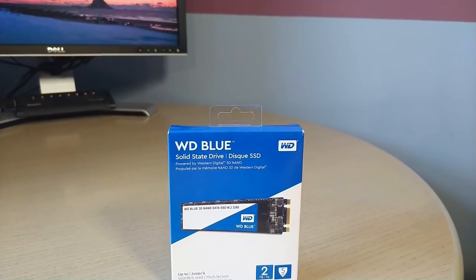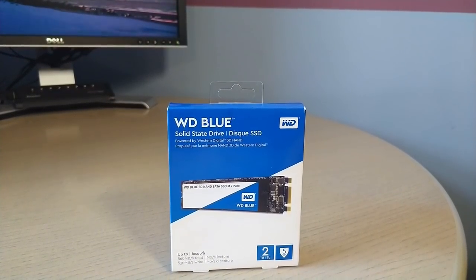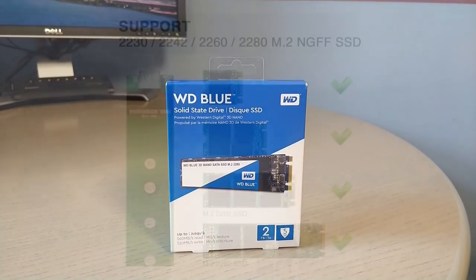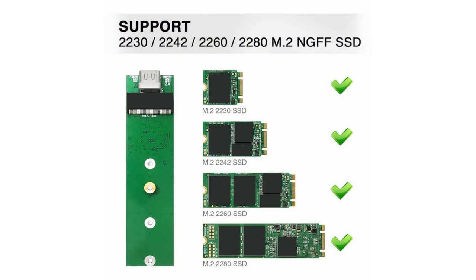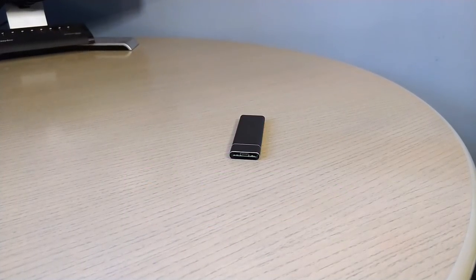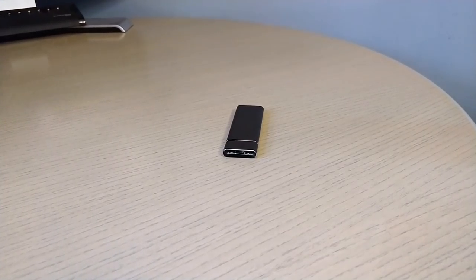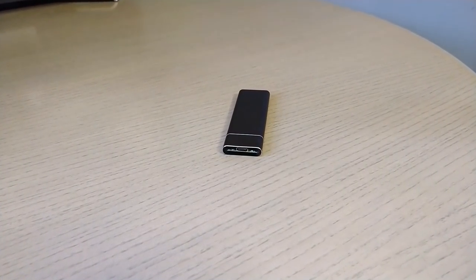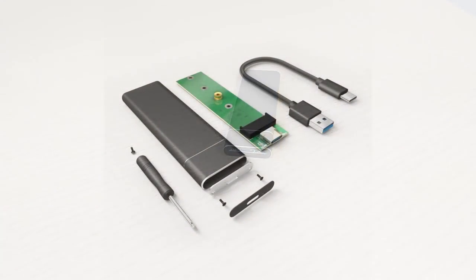To make the homebrew external drive, I'll be using a Western Digital Blue 2TB M.2 SATA SSD and a USB enclosure that can adapt M.2 B-key SATA SSDs of 2230, 2242, 2260 and 2280 form factors. The enclosure is black, brushed aluminium, and it came with a short USB-A to USB-C cable, a screwdriver, which I used to assemble the enclosure, three screws, and a backplate and back cover. You'll find links in the description below to the SSD and the enclosure that I used.